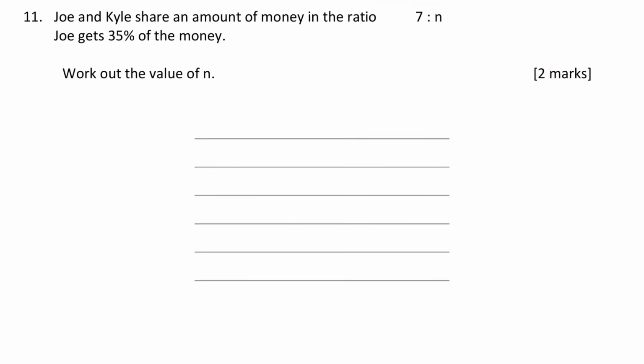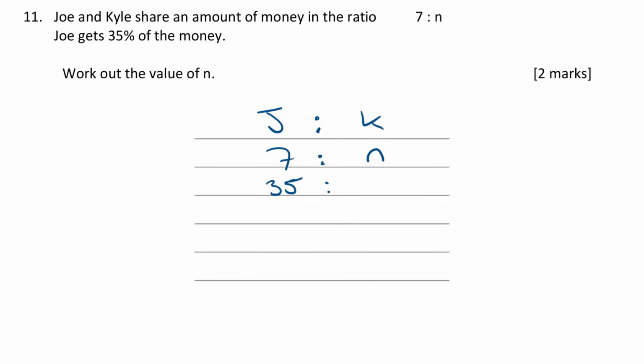Okay. Question 11. Joe and Kyle share an amount of money in the ratio 7 to n. Joe gets 35% of the money. Work out the value of n. Okay. So we know that Joe to Kyle is in the ratio of 7 to n. Now, Joe gets 35% of the money. So what percentage would be left then for Kyle? Kyle's going to get the rest then, isn't he?